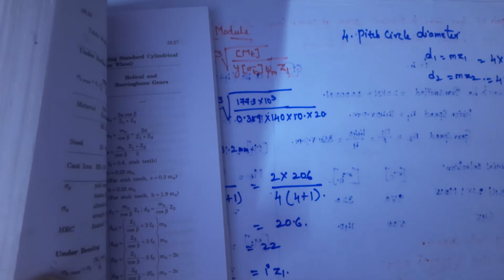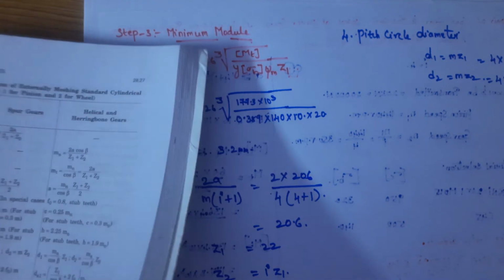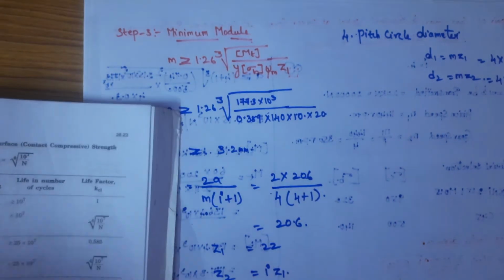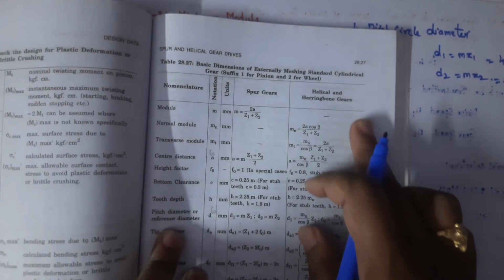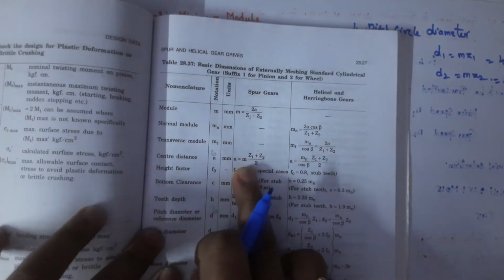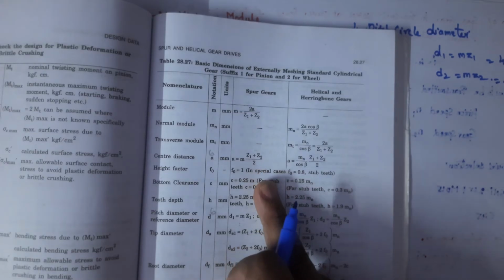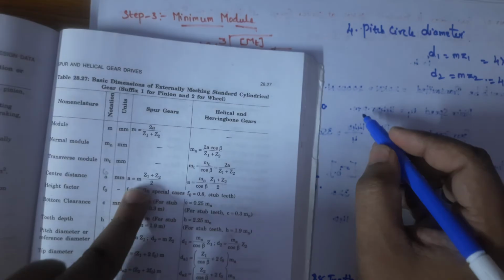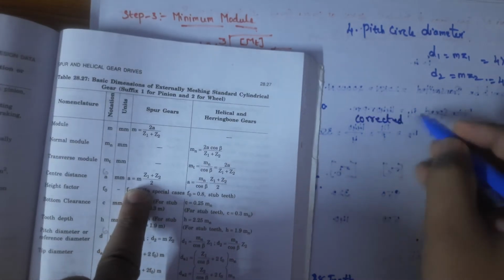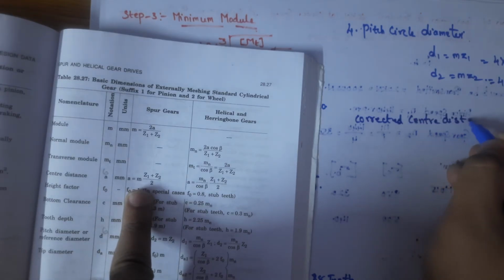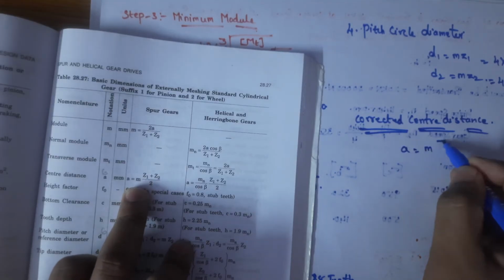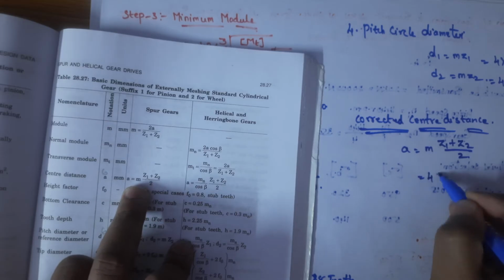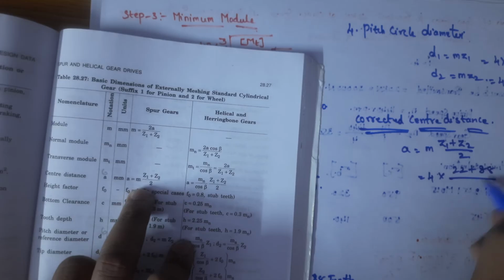After that we have to calculate the corrected center distance. Why we are going for a corrected center distance is because we have gone for assumed values before that. From page number 28.27 you can find the formula: A is equal to m into (z1 plus z2) by 2. So 4 into (22 plus 88) by 2, I will be getting an answer of 220.